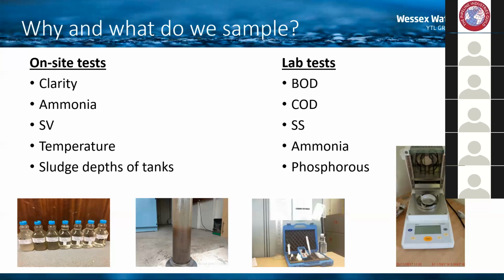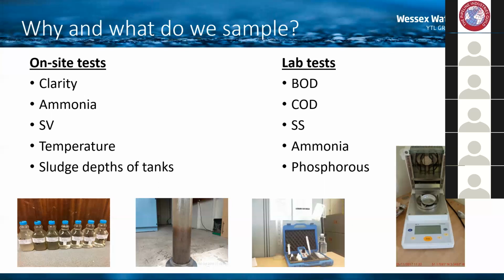Some of the lab tests we do are looking at the biological oxygen demand, the chemical oxygen demand, suspended solids, ammonia, phosphorus, and there can be a few others in there as well, such as metals analysis, looking at iron and aluminium. Those samples are analyzed by an accredited laboratory, and we report those results, and they show compliance with our permits.